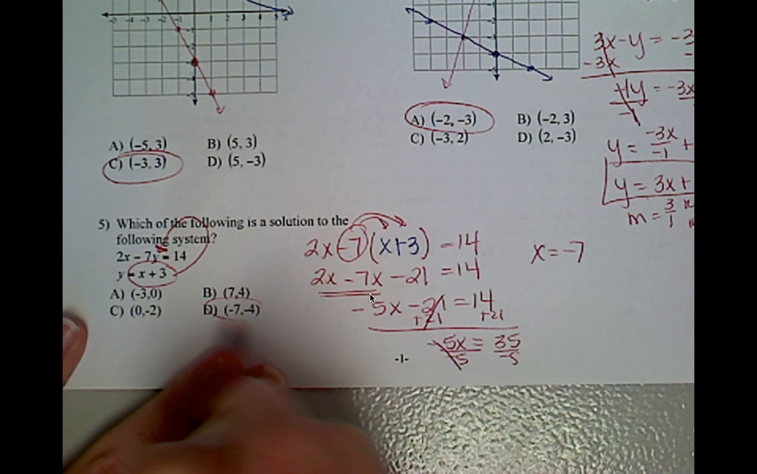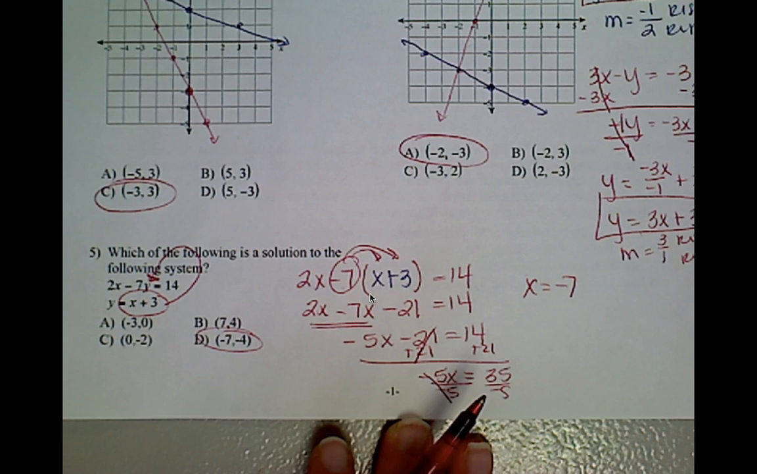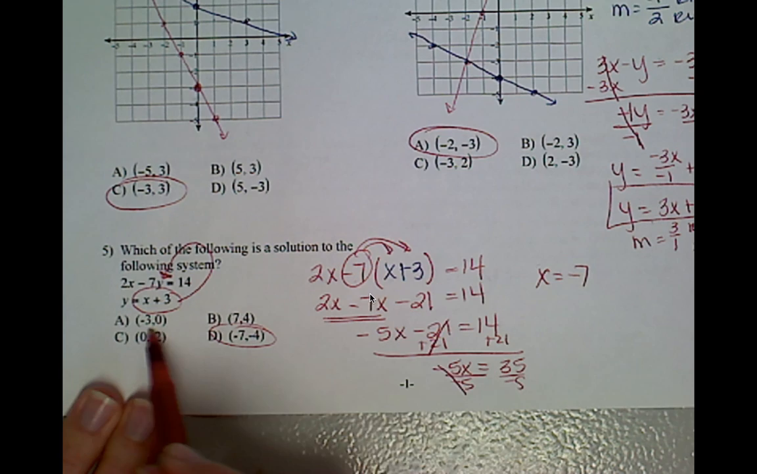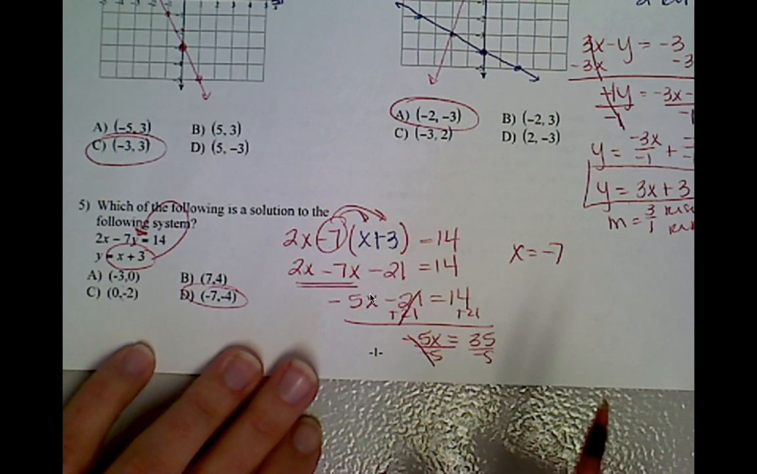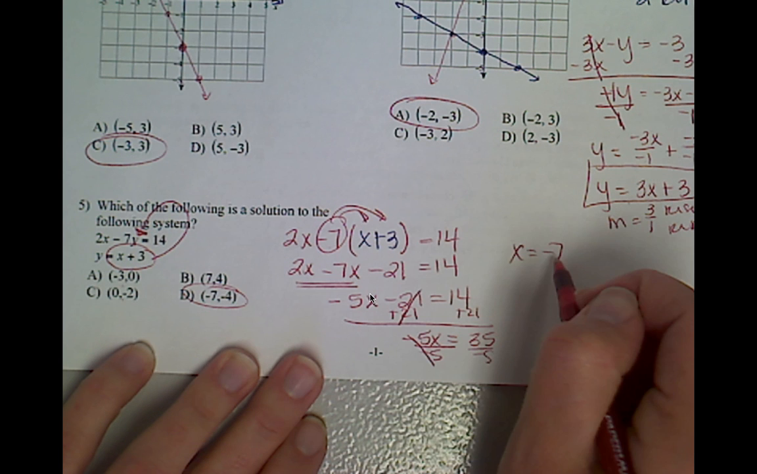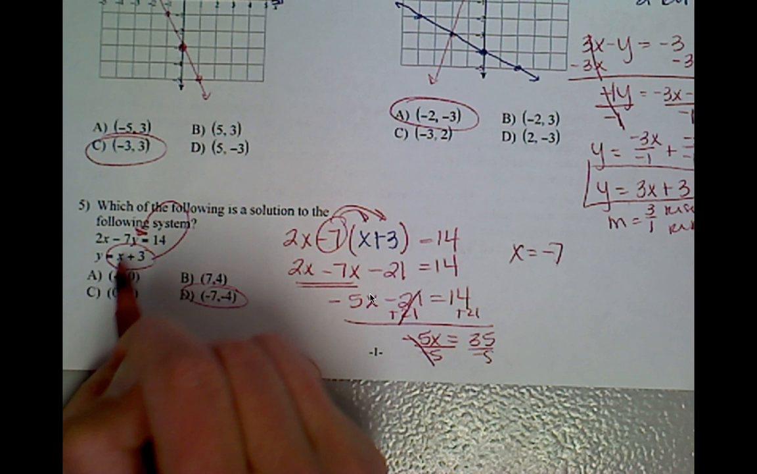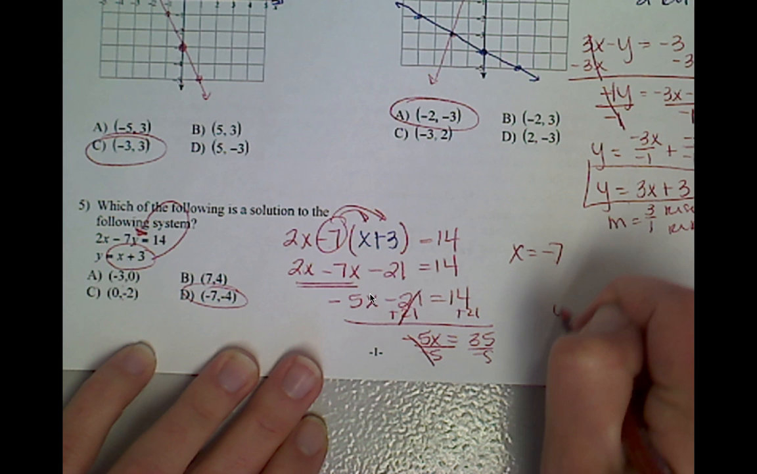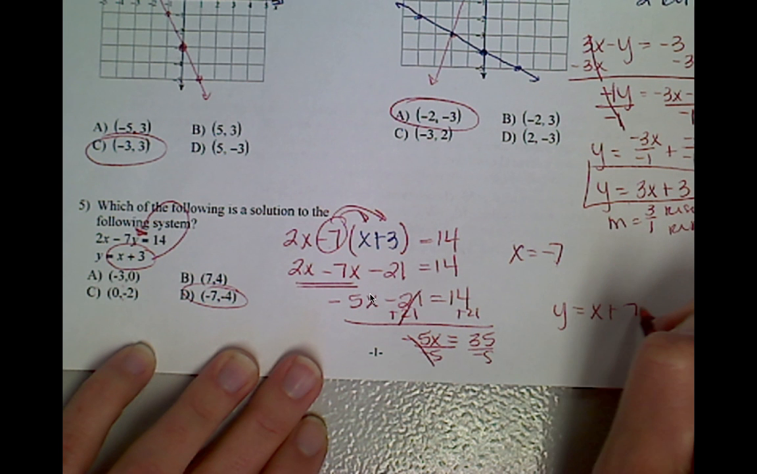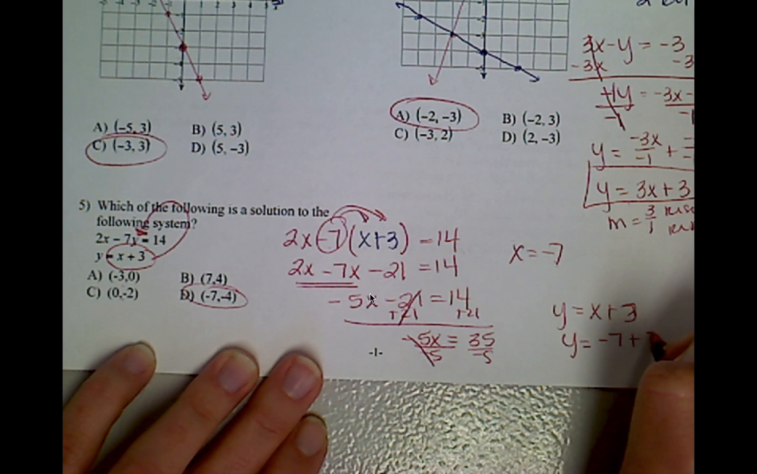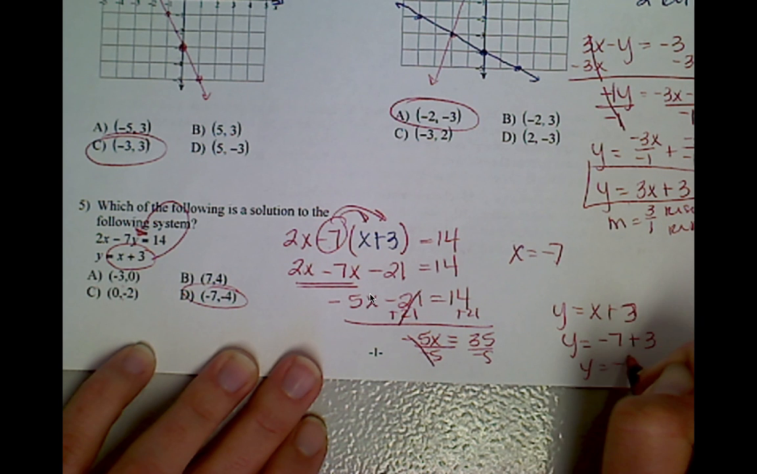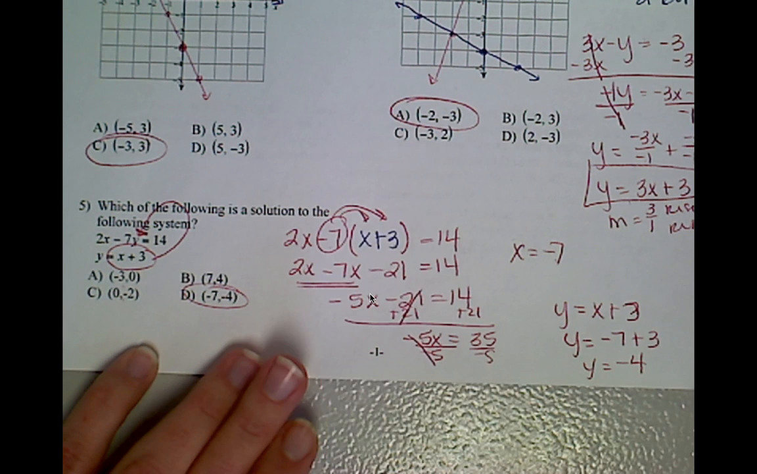Luckily, there's only one answer that has negative 7 as the x part, because this one's negative 3, 7, 0. So we know the answer should be D, but let's continue working it out just in case. I'm going to substitute the negative 7 into either equation. The bottom one's going to be easier because it's already solved for y. So I'm going to replace x with a negative 7, and negative 7 plus 3 is going to equal negative 4, which is correct.